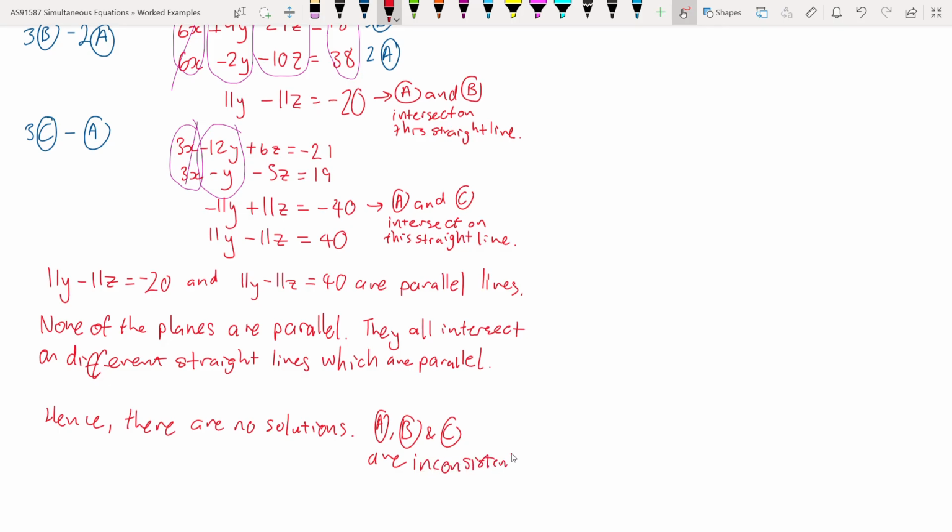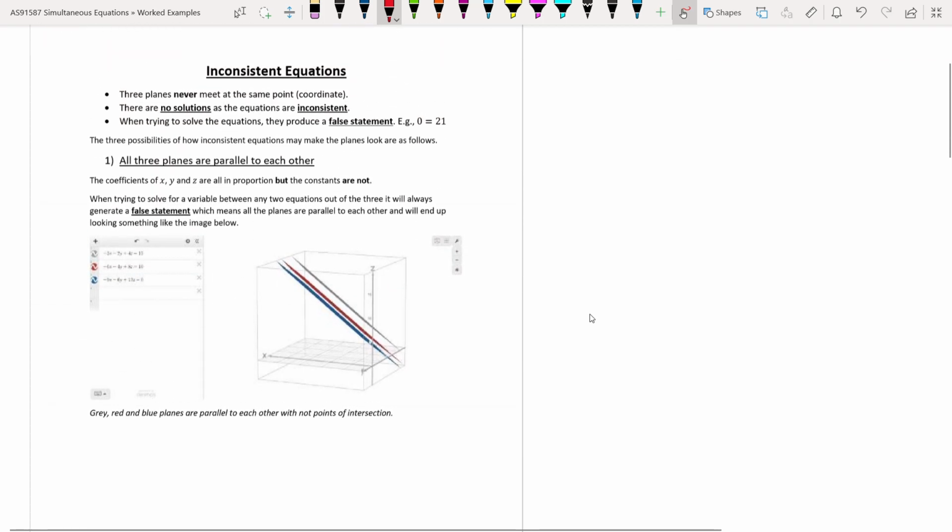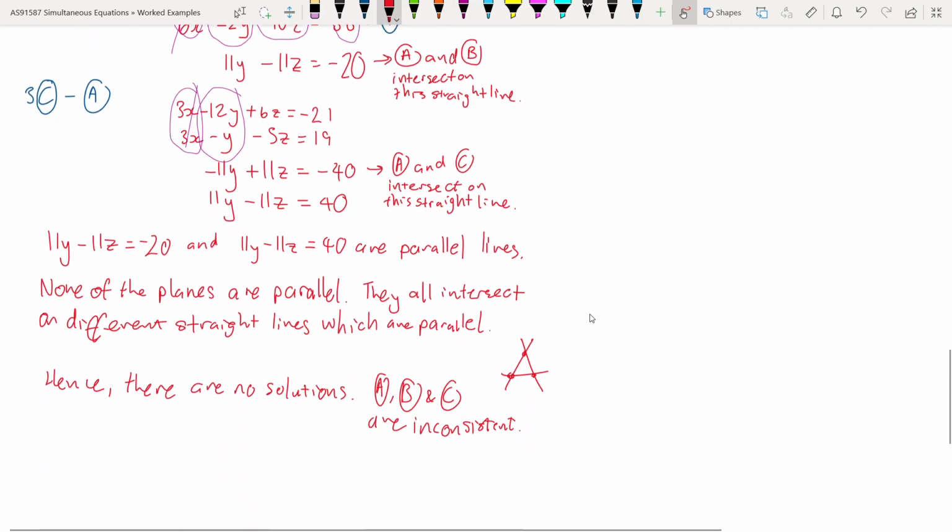Hopefully you can see on this right hand side what it looks like. It should kind of look like this sort of thing from a side on view. So this is where two of them intersect, this is where two of them intersect, this is where two of them intersect, but not all in the same place. So that is it for, as we can see up the top, inconsistent equations. So we've done 3 videos, each for the 3 sort of outcomes.